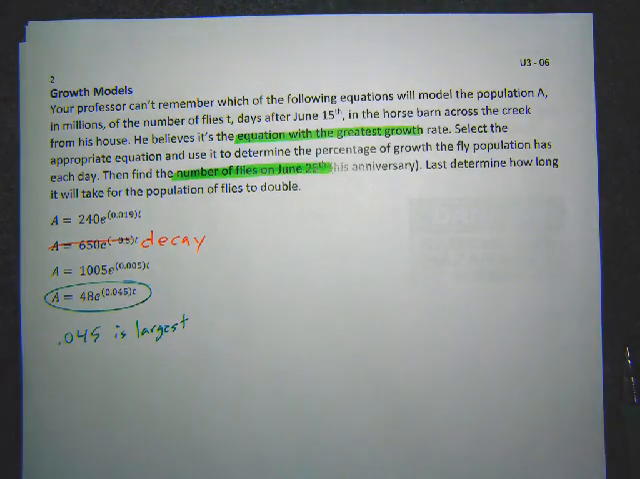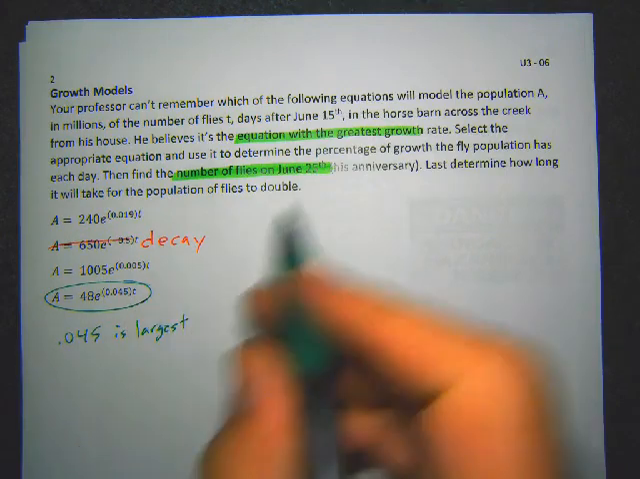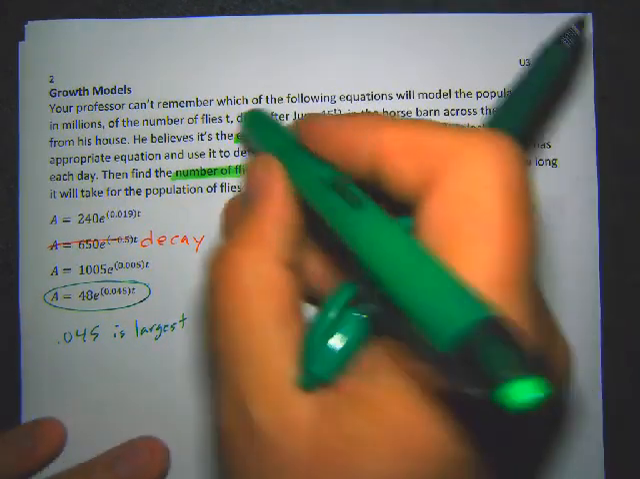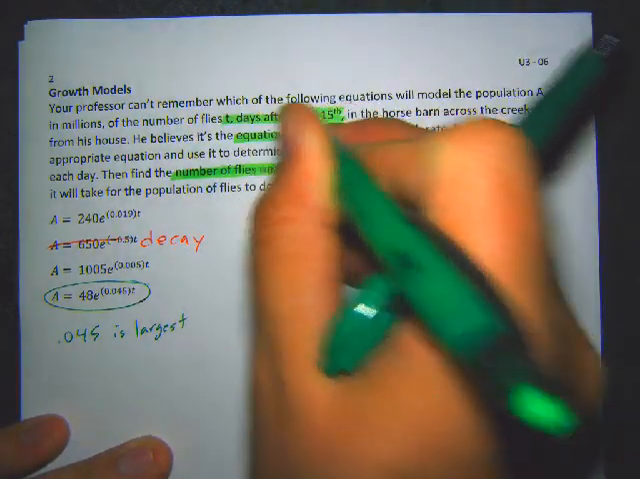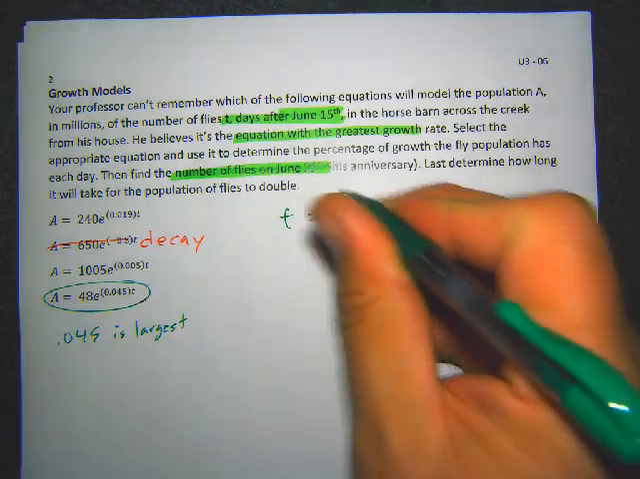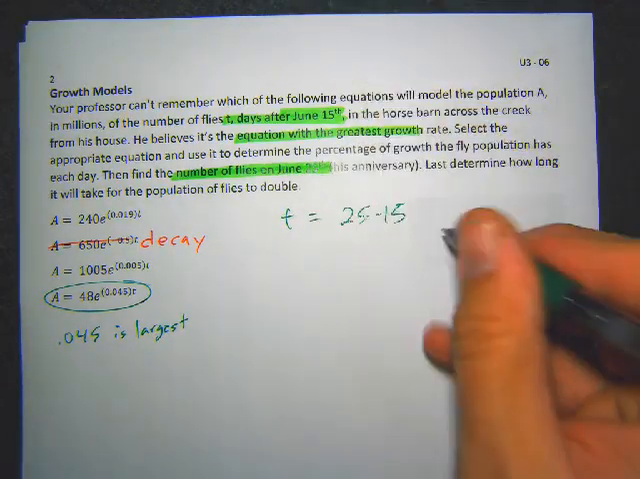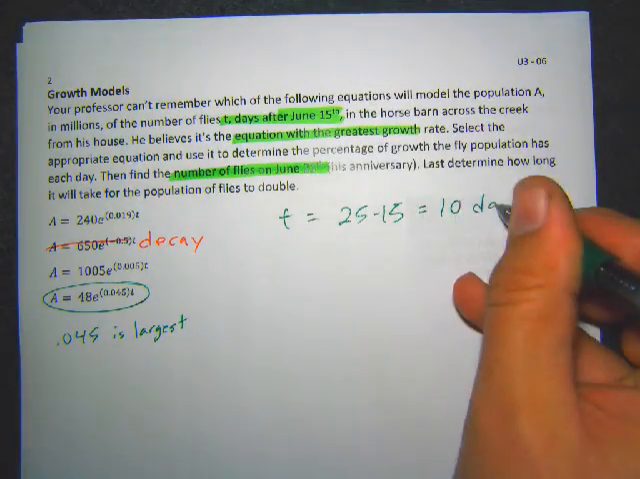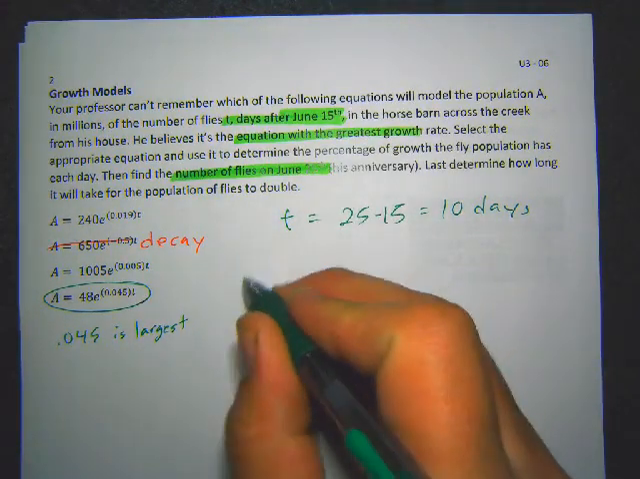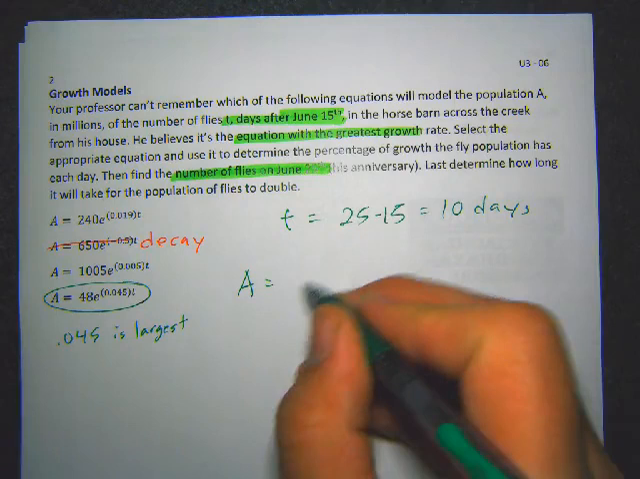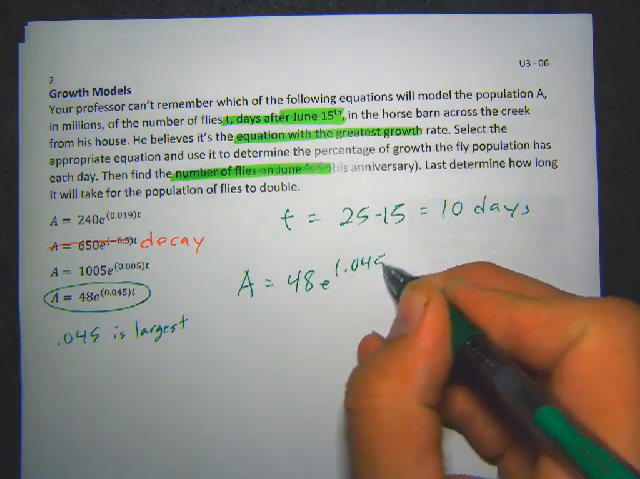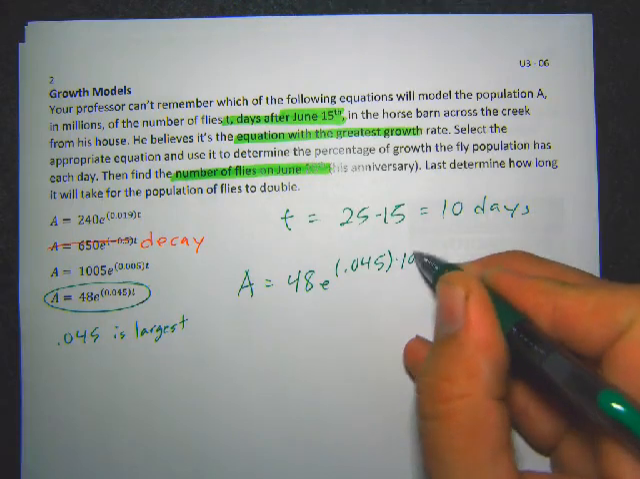To do this, first off, we have to figure out what the time is for June 25th. Well, the time is t days after June 15th. So we just have to figure out how much time has passed. If I take the 25th minus the 15th, the starting point, we see that 10 days have passed, so time is 10. We can just put that in our equation. So the amount of flies on my anniversary is going to be 48 times e to the 0.045 times 10.